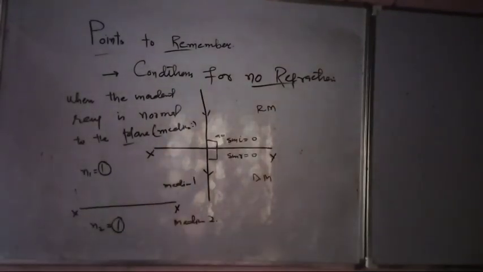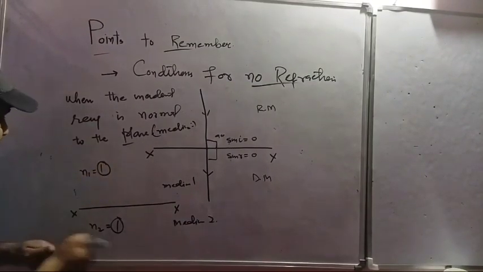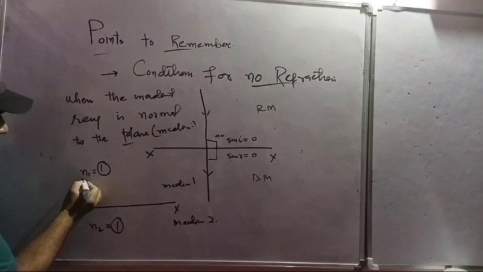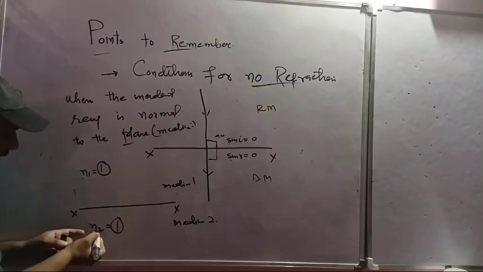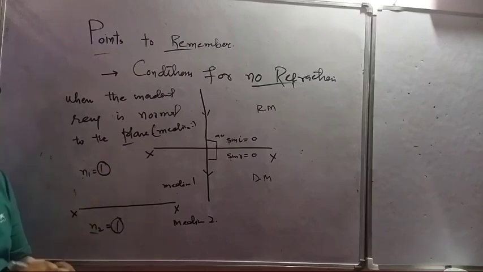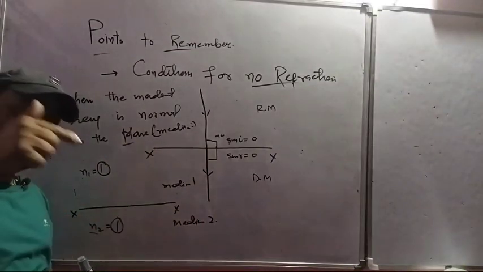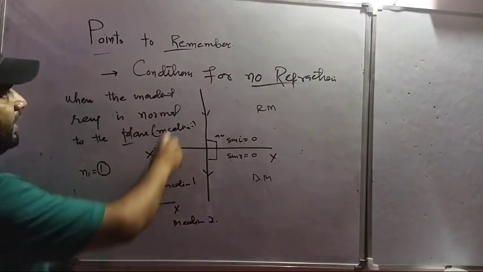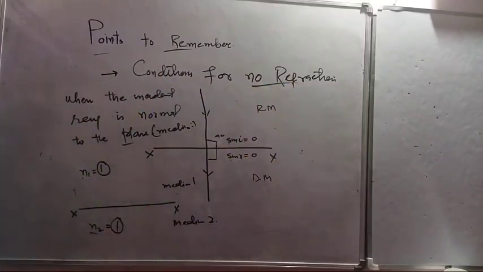Are you getting my point my dear? Okay dear, so what is the second point? So if the refractive index of medium 1 is equal to the refractive index of the second medium, so if the refractive index is now same for both media, this is again the second condition where you can say there is no refraction. तो second point हम क्या लिखेंगे बेटा?